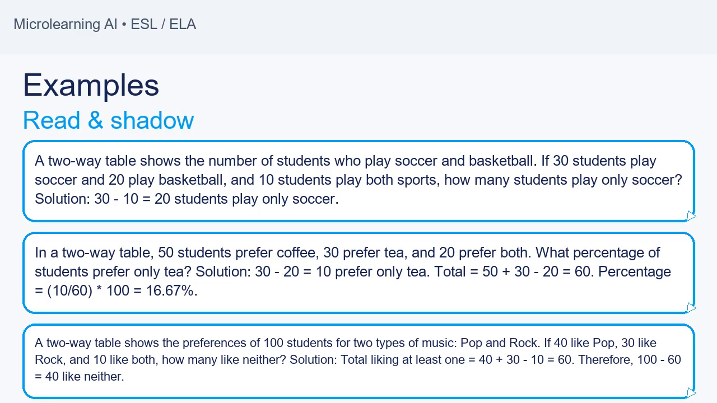A two-way table shows the preferences of 100 students for two types of music, pop and rock. If 40 like pop, 30 like rock, and 10 like both, how many like neither? Solution. Total liking at least one equals 40 plus 30 minus 10 equals 60. Therefore, 100 minus 60 equals 40 like neither.